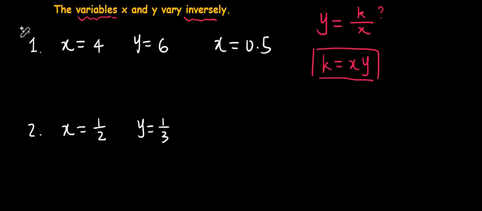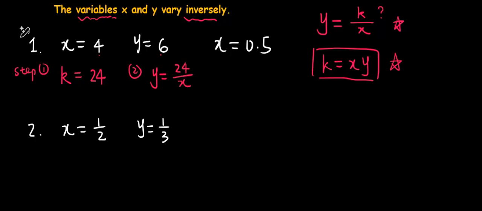So you go here, you have x, you have y. To find the k, which is the constant of variation, we simply multiply x and y, which is 24 in this case. All right? And now the next step. Step 1, you need to find k. Step 2, you can start to write this beautiful form, and then you say y is 24 over x. You just wrote a relationship for x and y.